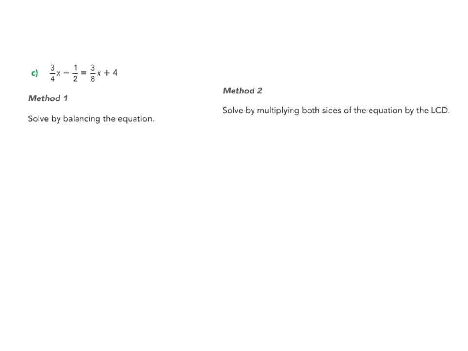Okay, so for the next one, we have 3/4 x minus 1/2 equals 3/8 x plus 4. All right, so let's take a look at this one. And we have 3/4 x and 3/8 x. So the first thing we need to do is put these all in the same common denominator. Okay, so 3/4, 1/2, and 3/8, our common denominator is going to be eighths.